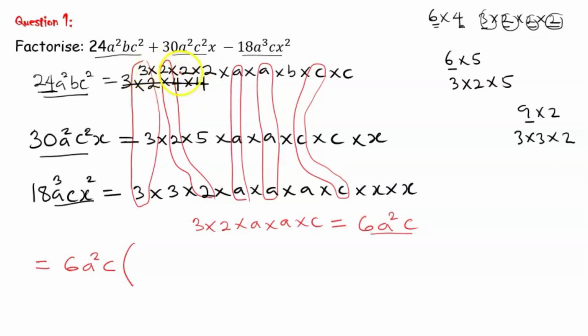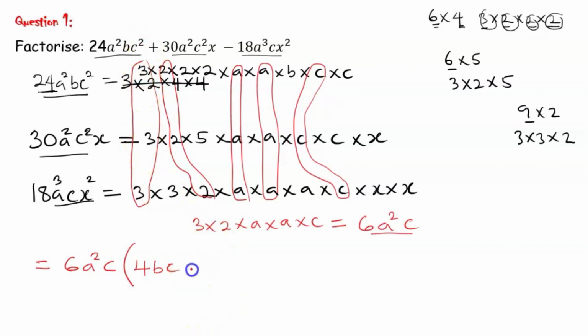You see that here we have 2 times 2, which is 4, then we have b, then we have c, so we have 4bc is what is left here. So when you use this 6a squared c to multiply this 4bc, you must get back 24a squared bc squared. You must get it back.